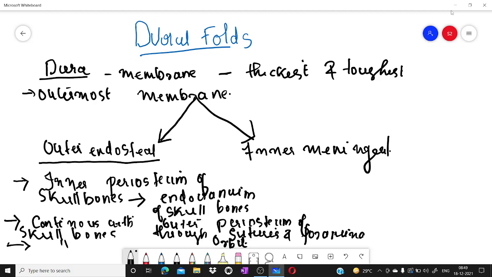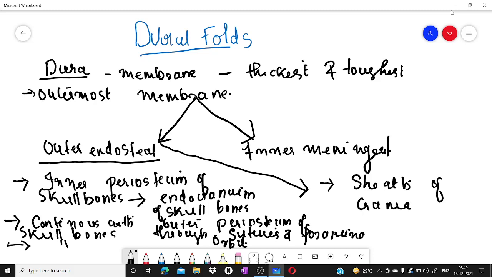And another point regarding the outer endosteal layer is that it is forming the sheath of some cranial nerves. For example, it is forming the sheath of the optic nerve also, and this sheath becomes continuous with the sclera.